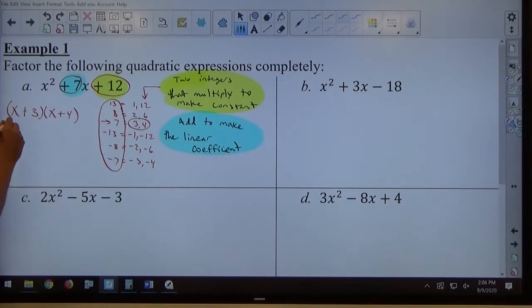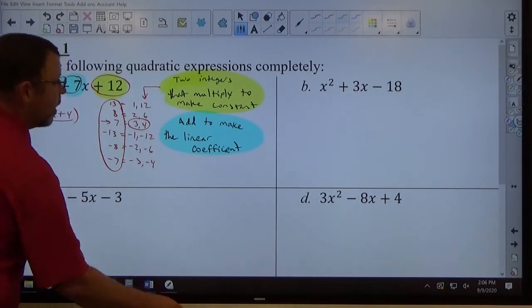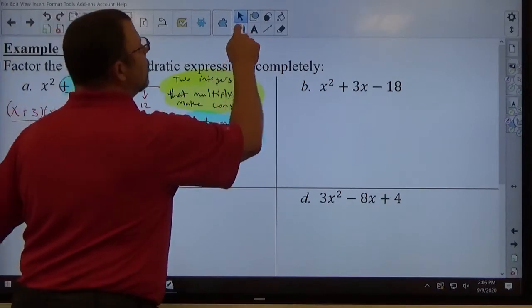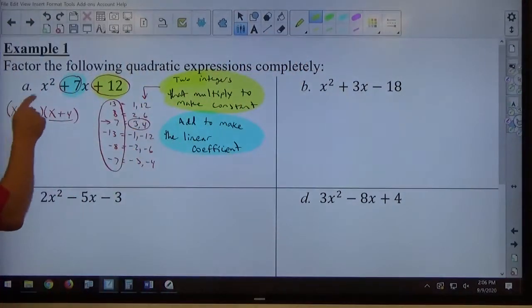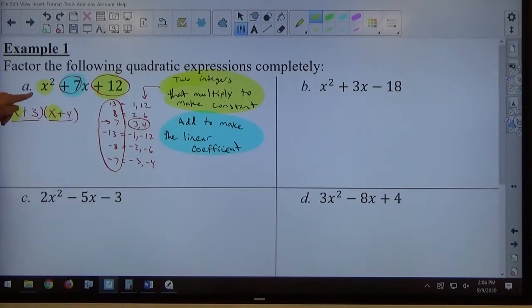The structure is always going to be a binomial structure being multiplied by another binomial structure. The letters in the binomial structures will match whatever this letter is. So this is an x, so this is an x, and this is an x. If this said p squared plus 7p plus 12, I'd write p plus 3 times p plus 4. So whatever letter they're using, that's what you're going to put in there. All right? So that's how you factor just a general or generic one, or just x squared, the simple ones.